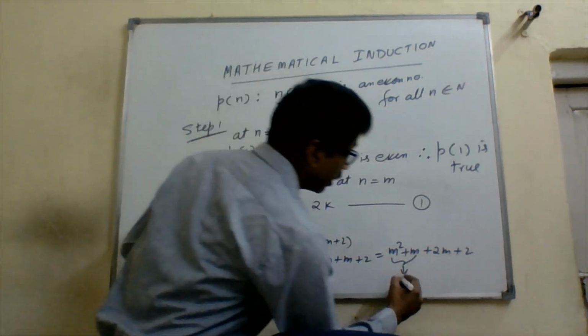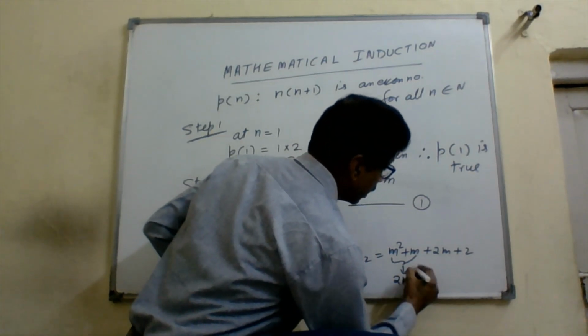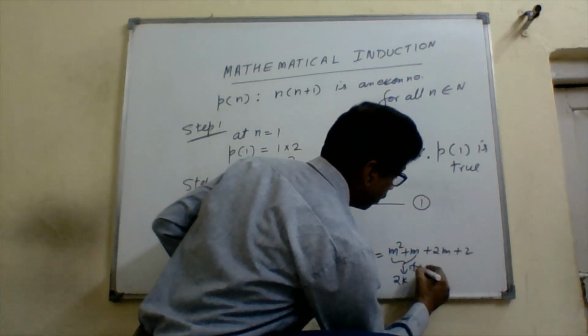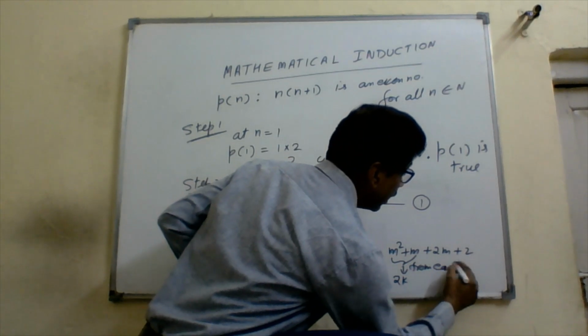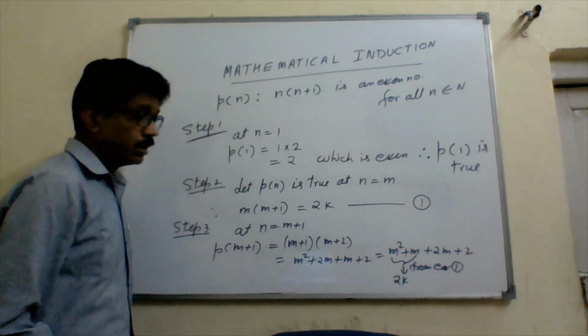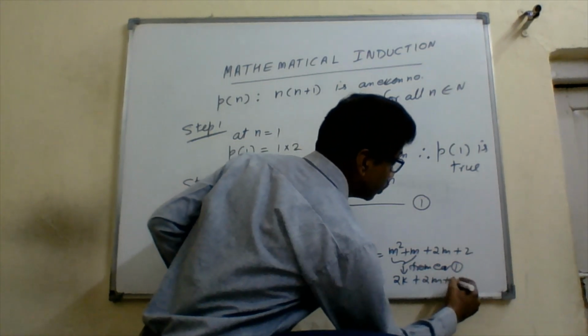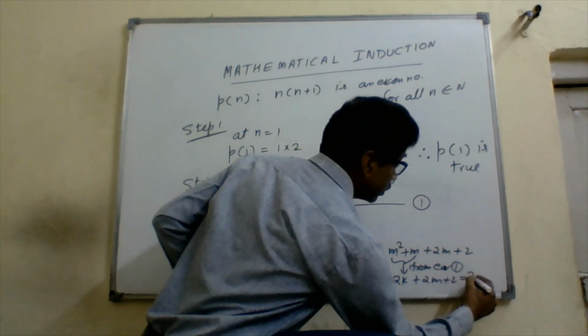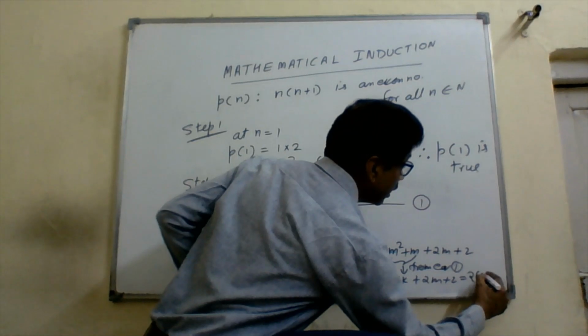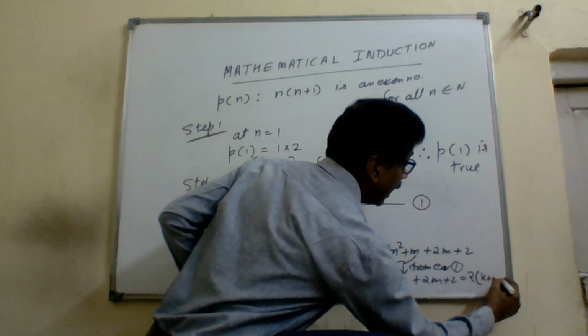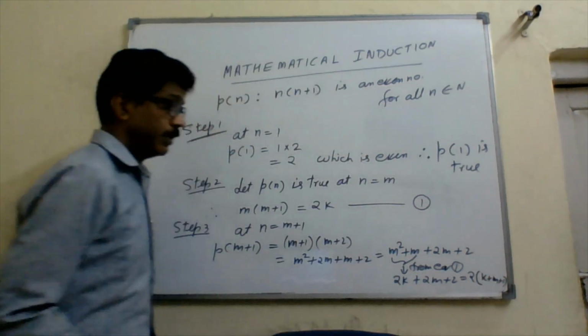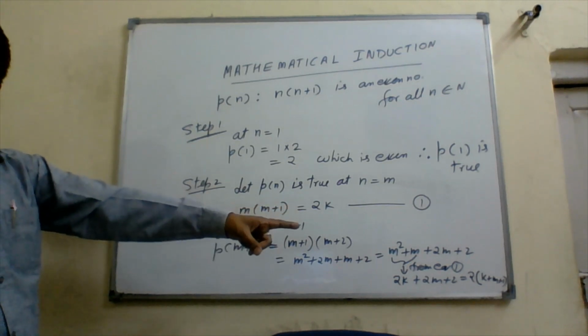So here this portion can be replaced by 2k, from equation number 1. It is 2k plus 2m plus 2. So you can take out 2 common. It is k plus m plus 1.